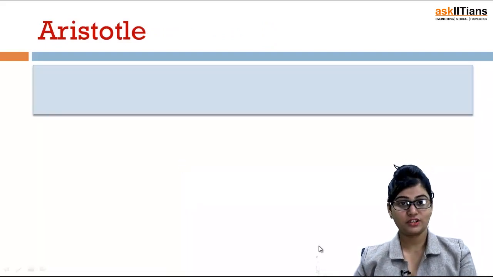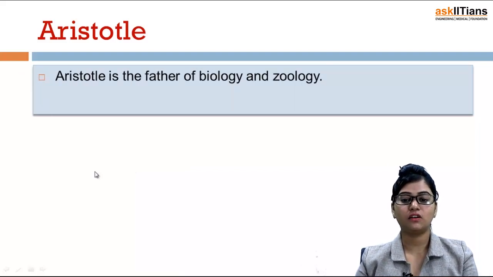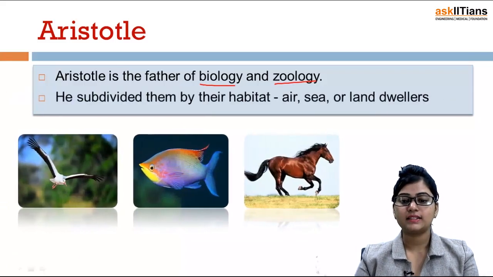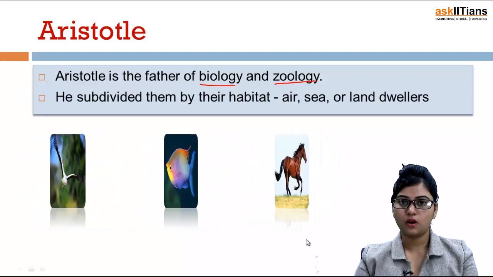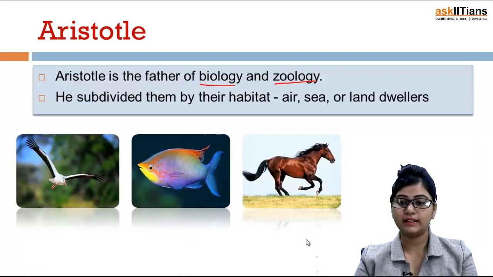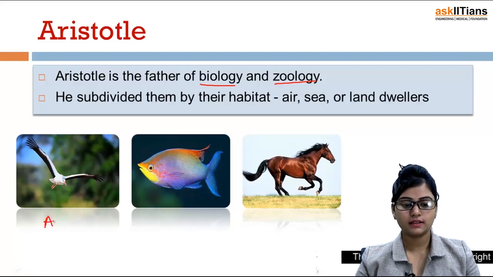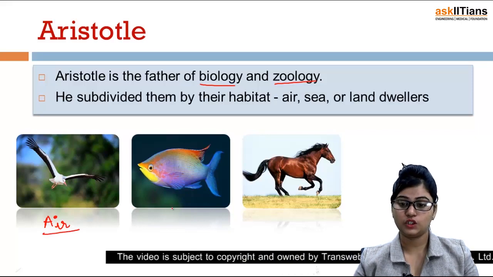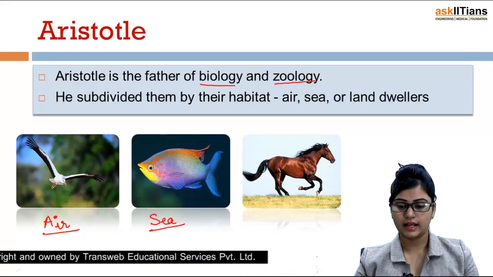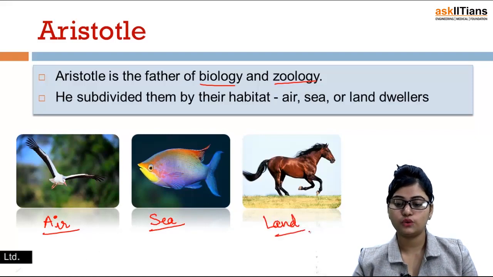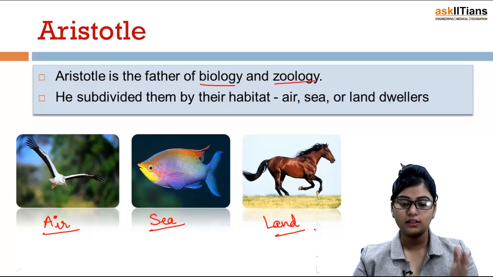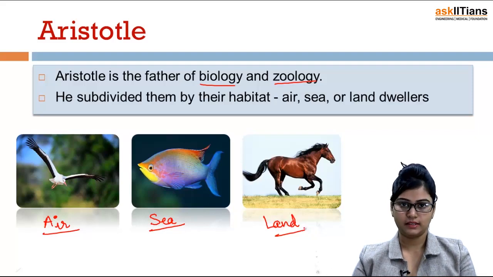First, we will take the scientist Aristotle. Aristotle is the father of biology and zoology. So, he is the father of both. Next, he subdivided all the plants and animals by their habitat like air, sea or land dwellers. For example, this is a bird, it is an air dweller. This is fish and it is a sea dweller, and this is horse, it is a land dweller. So based on the habitat of each and every organism, Aristotle subdivided them.